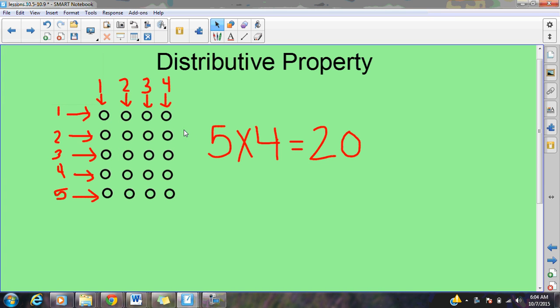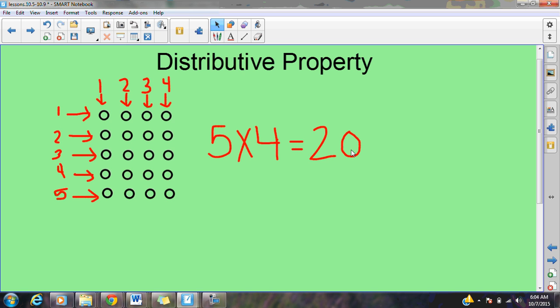Distributive property. I could take this array and multiply it as a whole group. So I can count the rows, which you see here, which are 5, and I can count the columns, which you see here, which are 4. When I do that, I get a total of 20. And my multiplication problem is 5 times 4 equals 20. That's my rows times my columns equals 20.